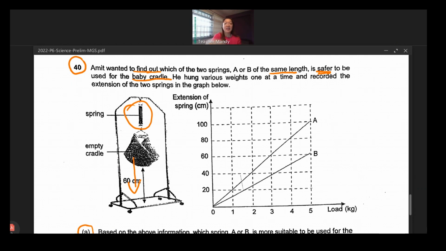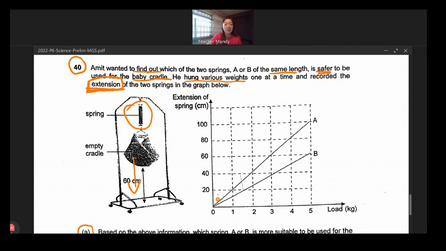Now, how does he find out? He's not going to put a baby yet. He's going to put various weights, one at a time, and record the extension. Extension means the spring may just be, let's say, 20 cm. And if he puts a 1 kg weight, it goes all the way down to 30 cm. The extension is not 30 cm. The extension is 30 cm minus 20 cm, which means the spring extended by 10 cm. That's the extension. So you must take note of the term. Whenever you see a question on spring, think about, are they talking about the extension or is it the full length? It's very different.